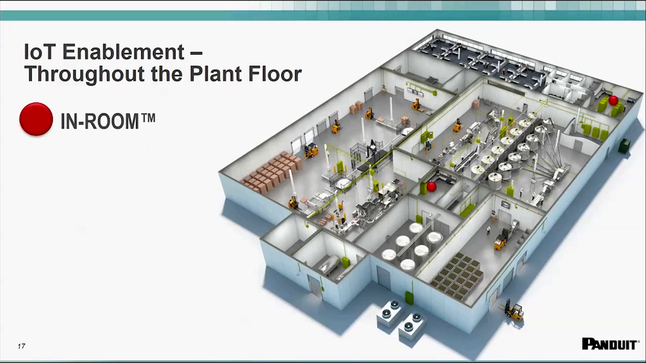Panduit has simplified physical network deployment by classifying products and network building blocks into groups that are called the 5 Ins. The term In stands for industrial. The first In is in-room. This is typically a control room, telco closet, or part of a data center.